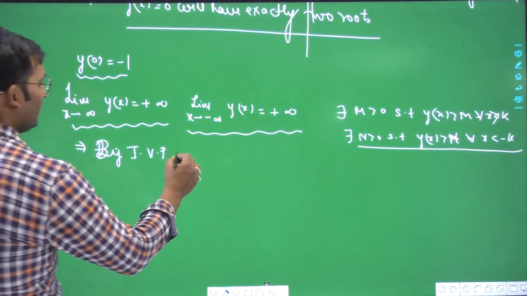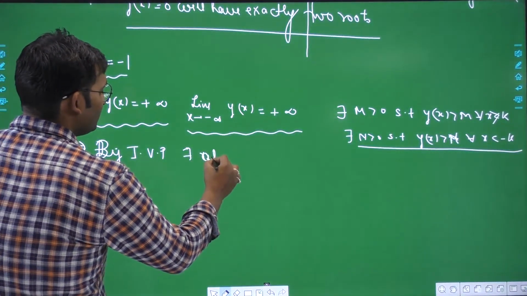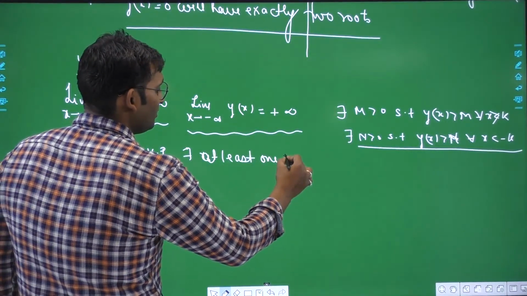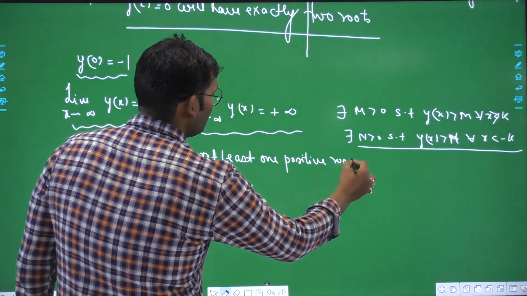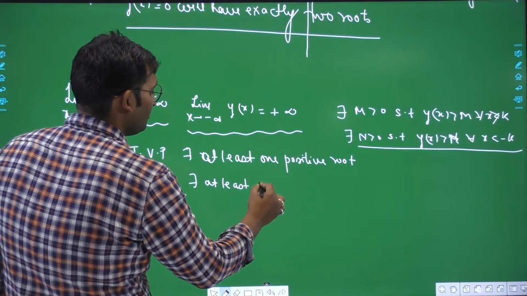So by intermediate value property, there exists at least one positive root, and there exists at least one negative root.